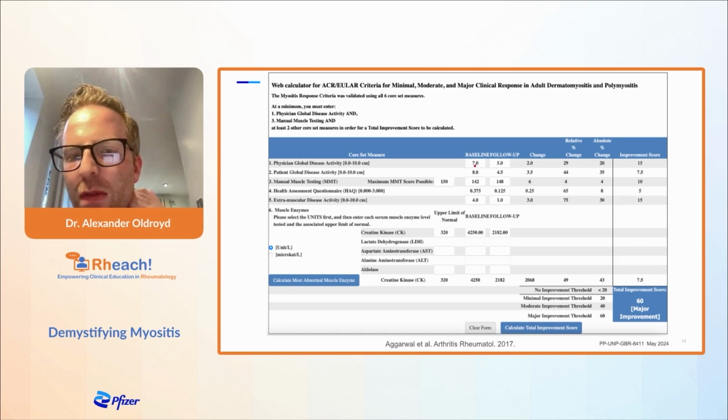So, for example, the physician global disease activity has gone from 7 down to 5. The manual muscle testing has improved from 142 to 148. The extramuscular disease activity has gone from 4 to 1. That's improved. The CK is reduced from 4,250 to 2,182. Putting it into the web calculator, we can see that this patient has had a total improvement score of 60, which constitutes major improvement. There are also thresholds: higher than 40 for moderate improvement, higher than 20 for minimal improvement.